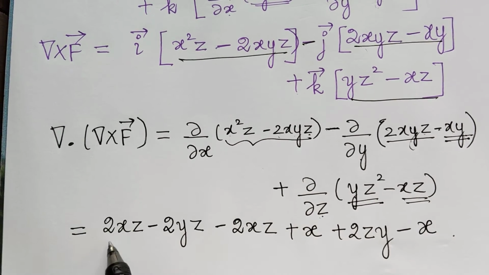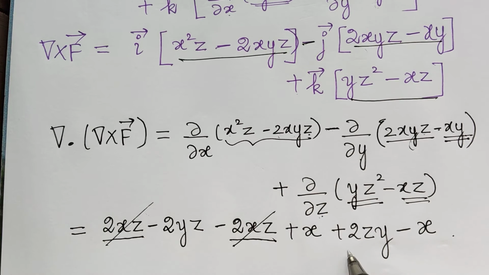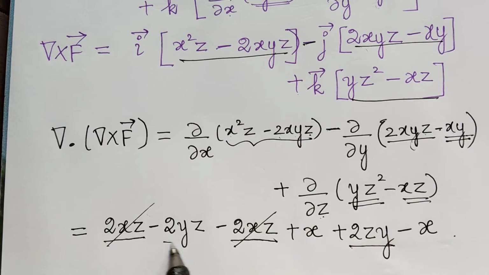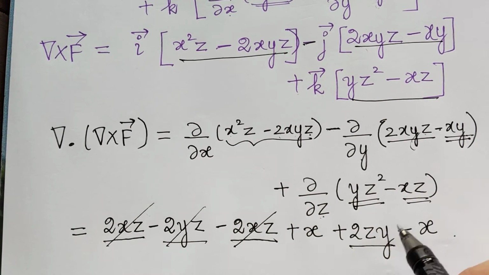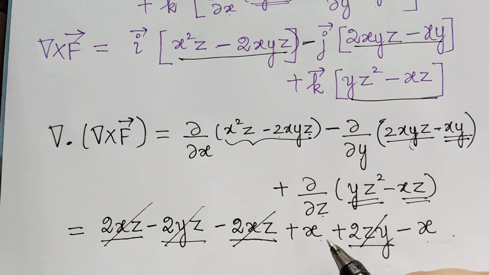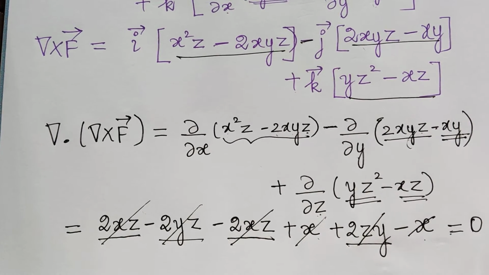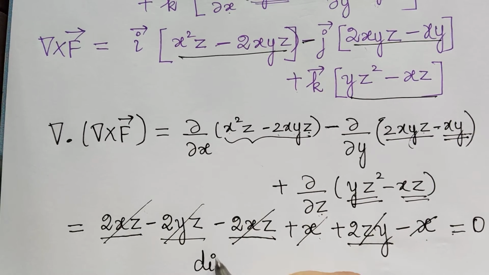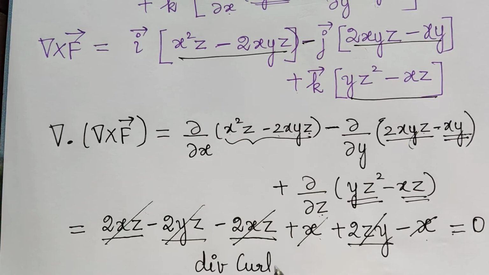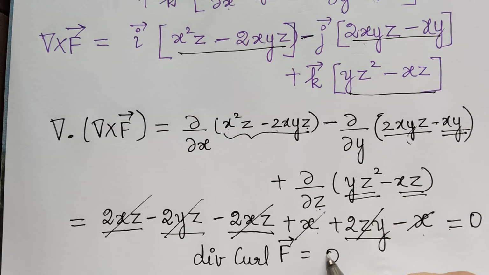Now if we see here, we have 2xz over here minus 2xz over here, so they both get cancelled. Similarly, plus 2zy and minus 2yz, both are same with opposite signs, so they get cancelled. Similarly, plus x and minus x also get cancelled, and we observe that this is equal to 0. Therefore, the divergence of the curl of the given vector point function f vector is equal to 0.